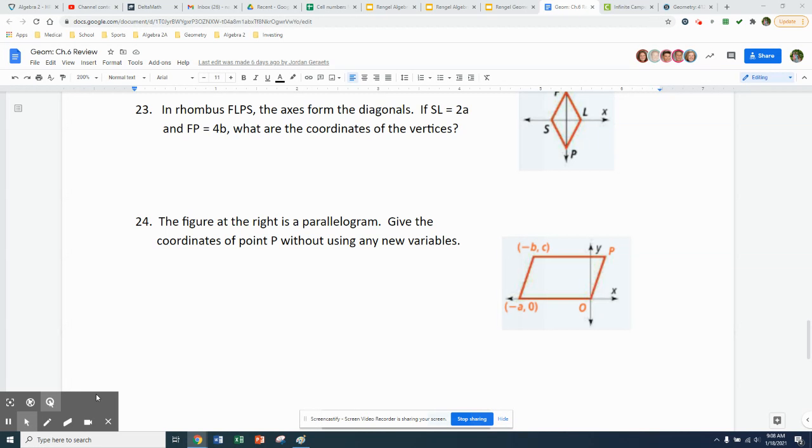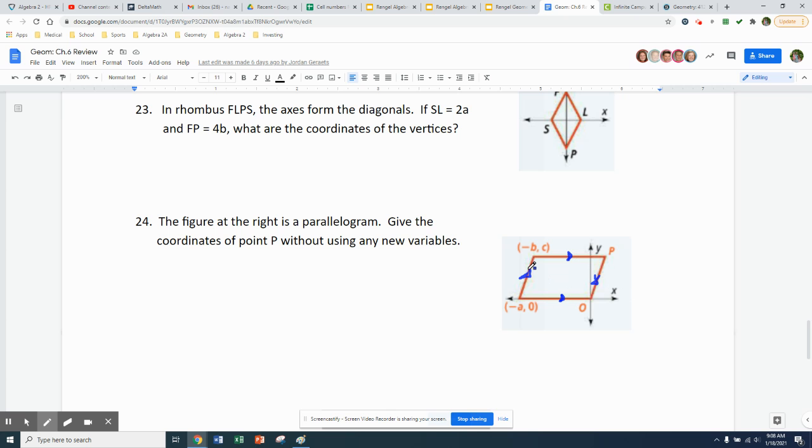Is a parallelogram. Give the coordinates of point P without using any new variables. All right, so taking a look at our given parallelogram, the first thing to know is that a parallelogram has parallel sides. So this is parallel to this, and our top and our bottom, those two bases, are also going to be parallel.